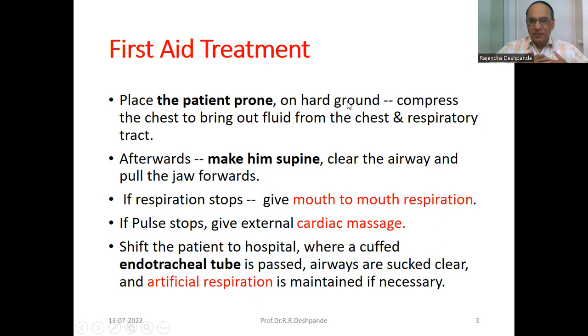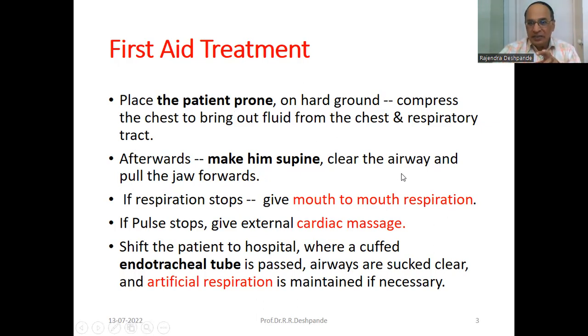Compress the chest to bring out the fluid from the chest and respiratory tract. This will be your first duty. You have to take the water or fluid from the chest and respiratory tract out. Lie the patient down and press the chest, and automatically water will try to come out. After that water has come out, make him supine.